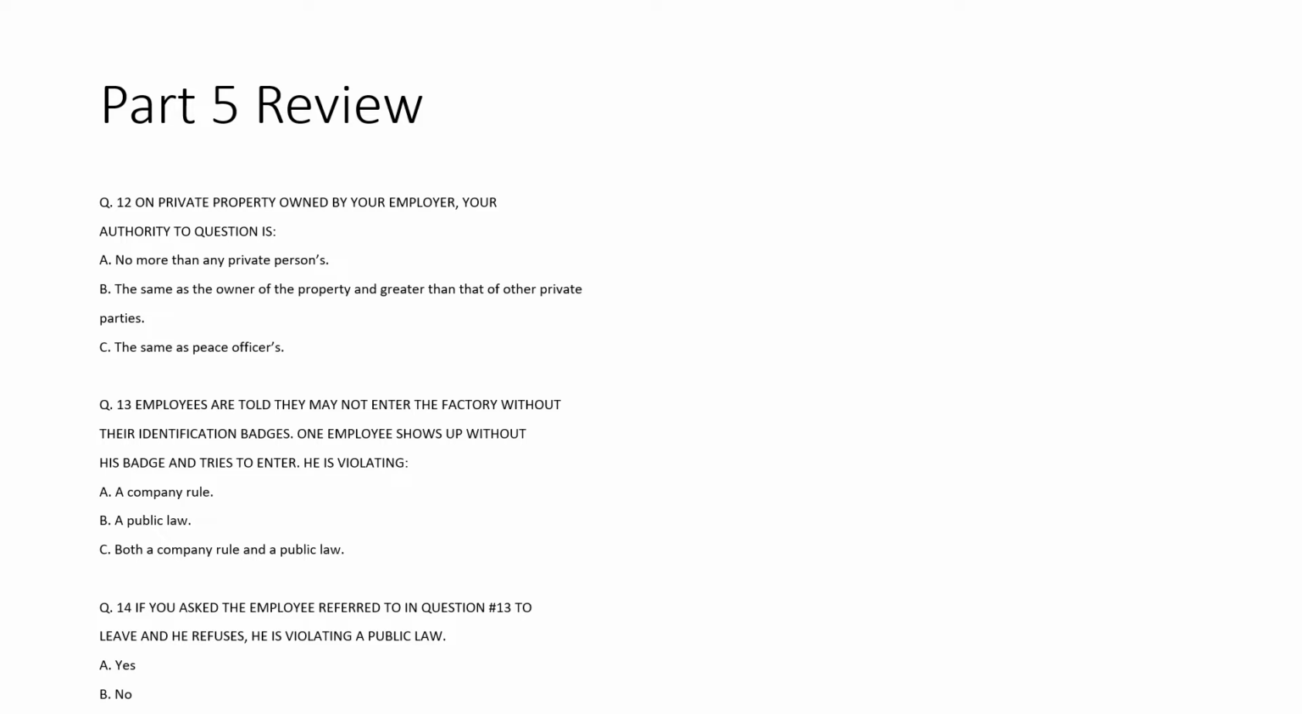Question 13. Employees are told they may not enter the factory without their identification badges. One employee shows up without his badge and tries to enter. He is violating A, a company rule, B, a public law, C, both a company rule and a public law. Question 14. If you ask the employee referred to in question 13 to leave and he refuses, he is violating a public law. A, yes, B, no.